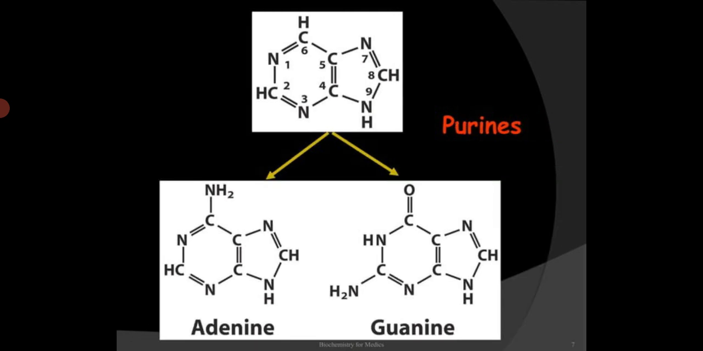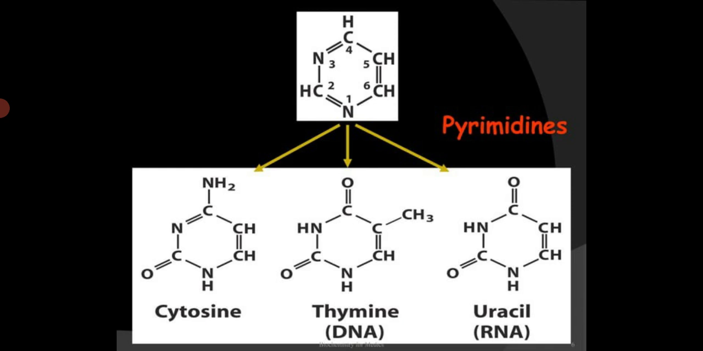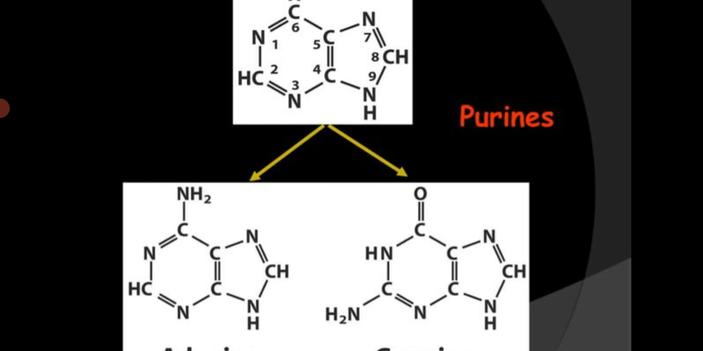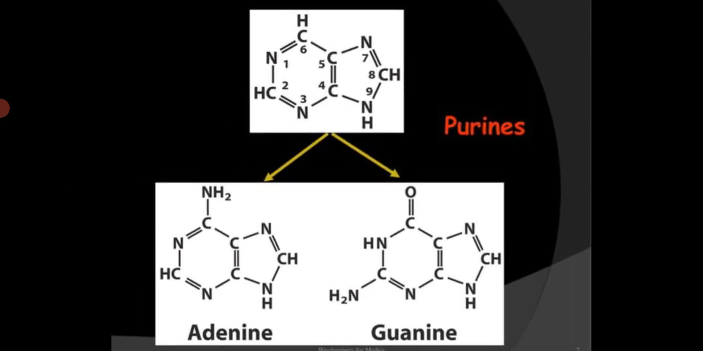But out of these three, two pyrimidines take part in the formation of a strand, that is cytosine and thymine. Then the purines, these are double ringed compounds. Example, adenine and guanine.